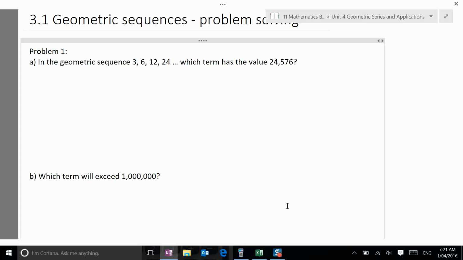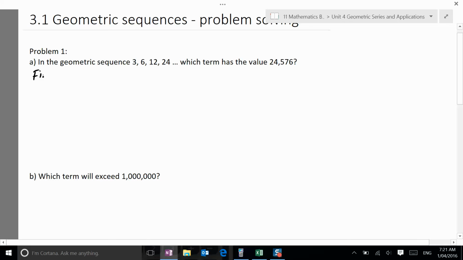Problem 1: in this geometric sequence, 3, 6, 12, 24, which term has the value 24,576? First of all, I need to find a general formula for this sequence. So we'll find the formula, or the rule.